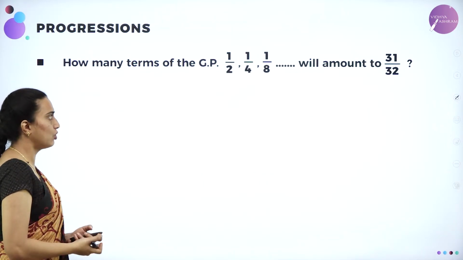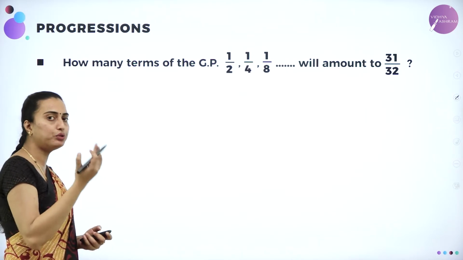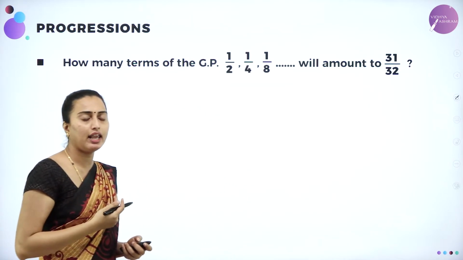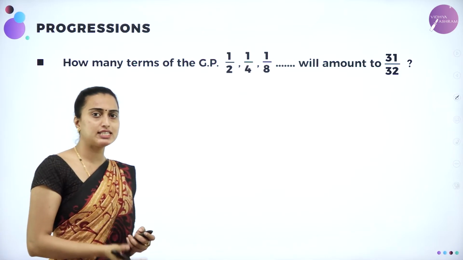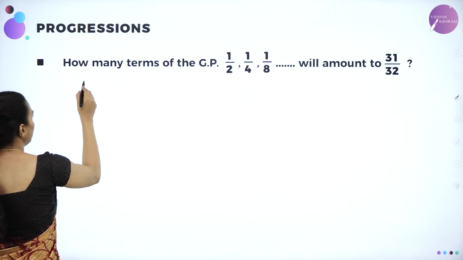How many terms of a GP 1 by 2, 1 by 4, 1 by 8 etc. will amount to 31 divided by 32. Same problem, but Sn, a and r will change here. Depending upon the formula where r is lesser than 1 and r is greater than 1. So here we'll be writing the given terms.